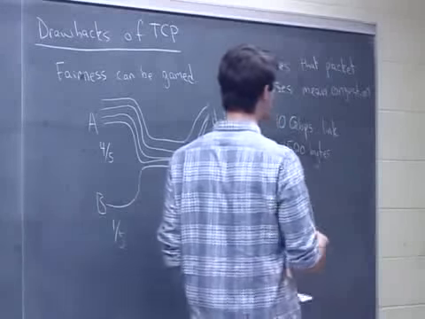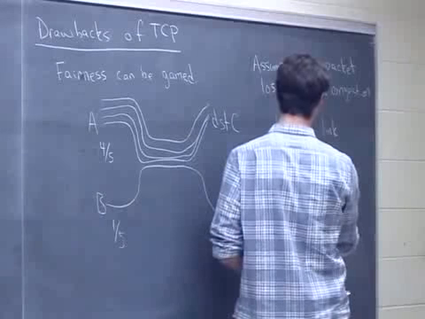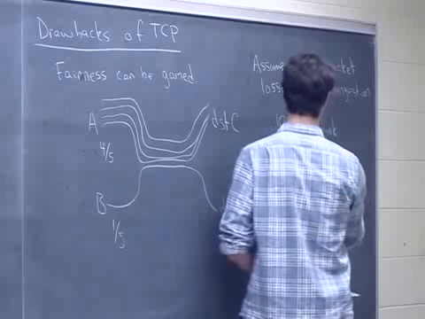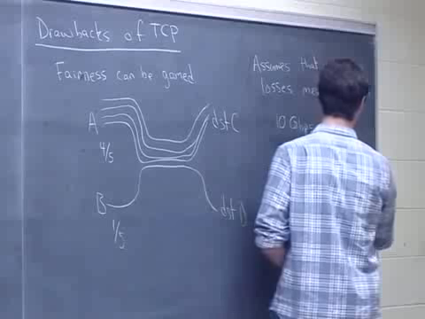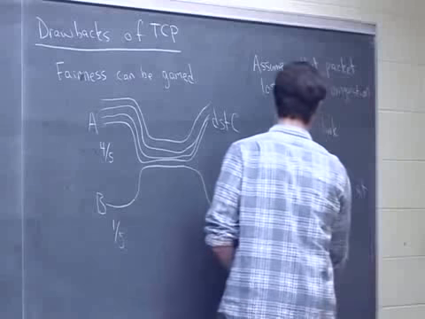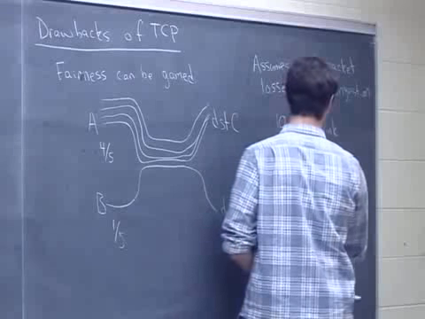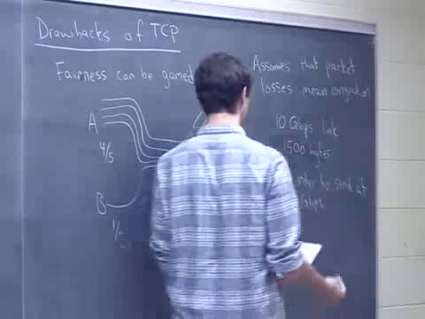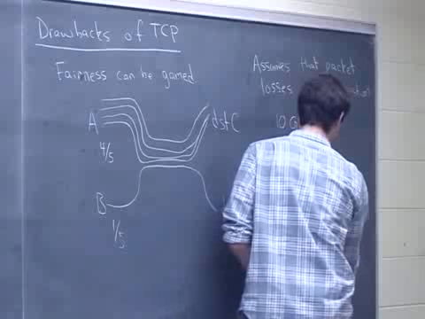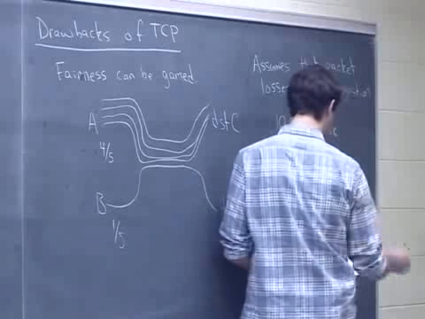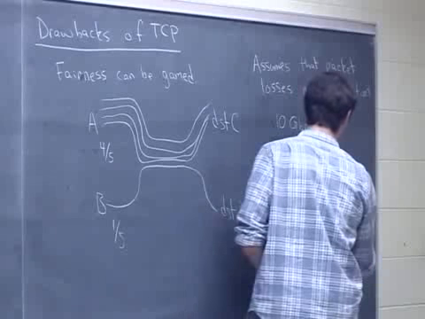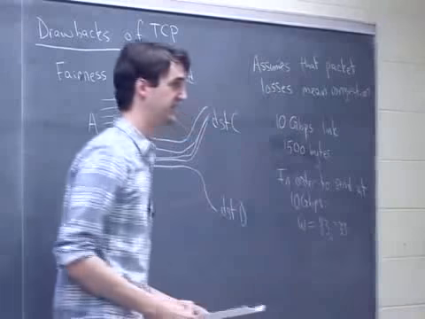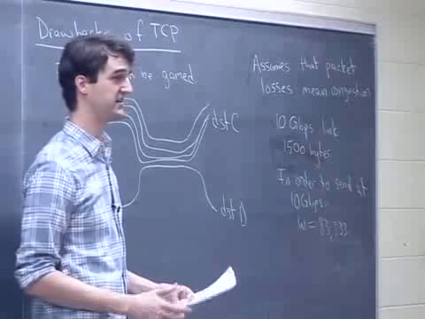All right. So in order to maintain a 10 gigabit sending rate, our window size needs to be huge. It actually needs to be, W needs to be equal to 83,333. All right. So we need a very, very large window size.